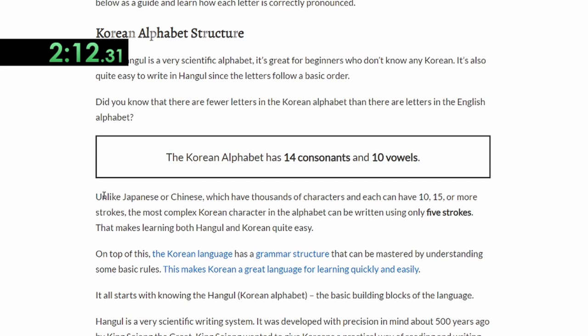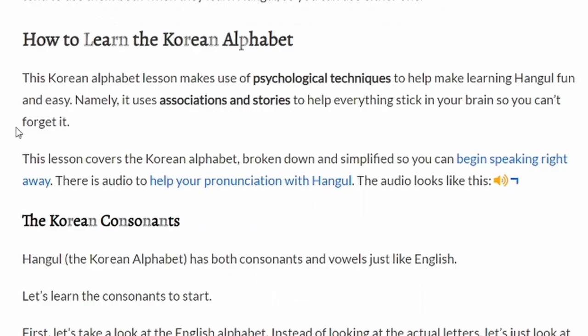Unlike Japanese or Chinese, which have thousands of characters, and each can have 10, 15, or more strokes, the most common complex Korean character in the alphabet can be written using only 5 strokes. Got it. This lesson covers the Korean alphabet, broken down and simplified, so you can begin speaking right away. There's audio to help your pronunciation with Hangul. The audio looks like this.